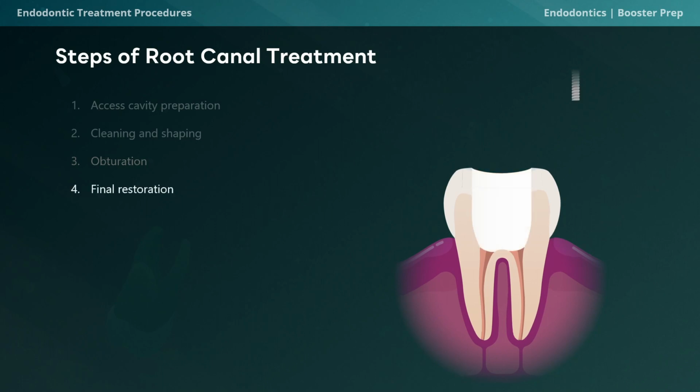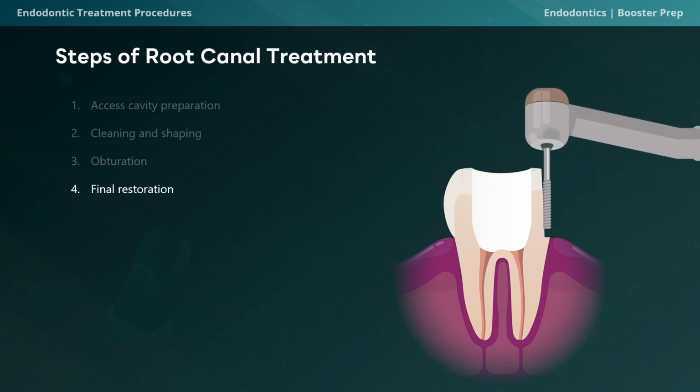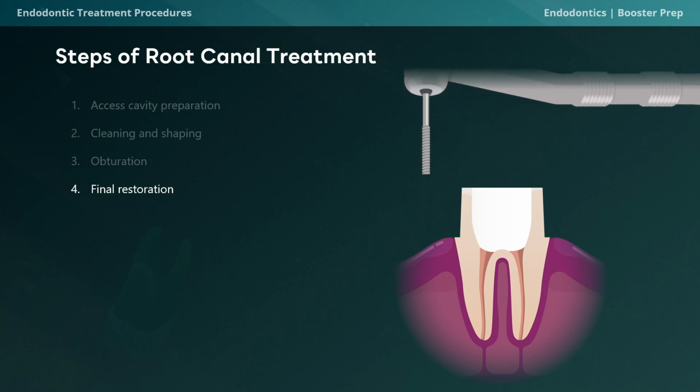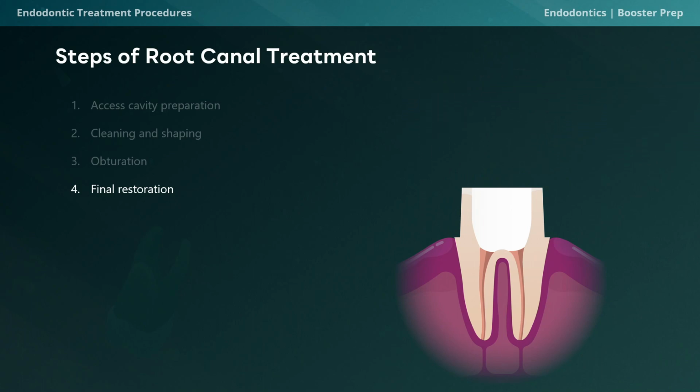The last step, final restoration, to be honest guys, isn't really a step of root canal treatment, but it's important for the longevity of the tooth. And really, the goal here, just like obturation and the objective of sealing off the root canal system from the periapical tissues, the final restoration aims to seal off the root canal system from the oral cavity. And to really effectively do that, a full coverage restoration is indicated in most cases.